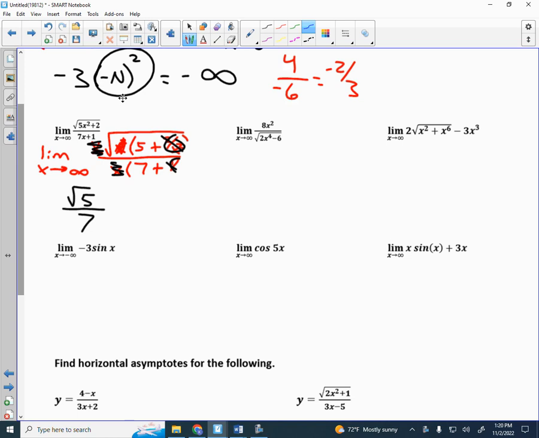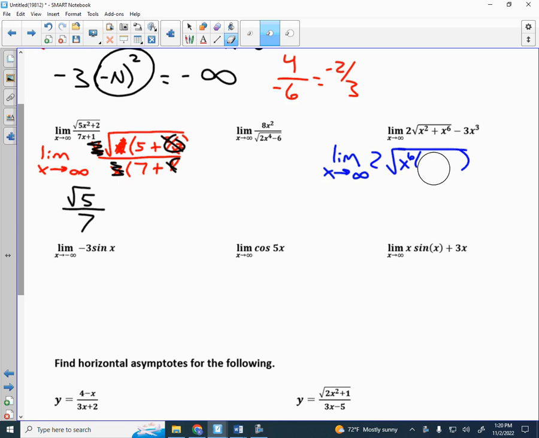What do you want to factor out of here? X squared. So let's go limit as x goes to infinity of 2 times the root of, I factor out an x to the 6. Thank you, not an x squared, but an x to the 6. And what are you left with? We're left with 1 over x to the 4th plus 1. Okay? Minus 3x cubed.